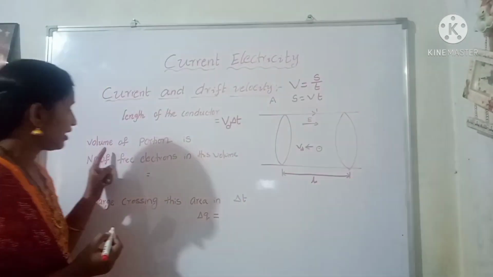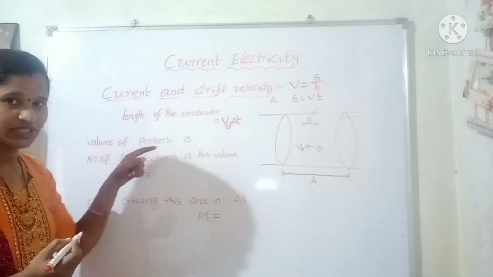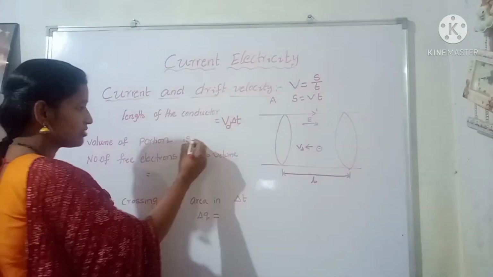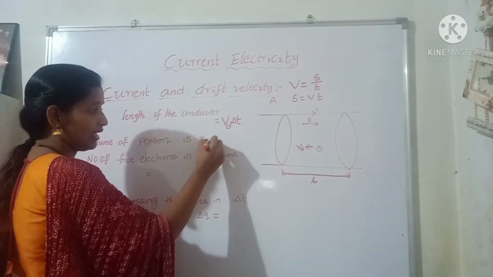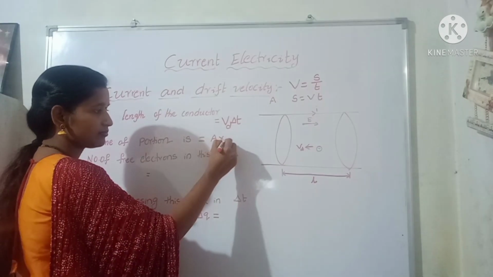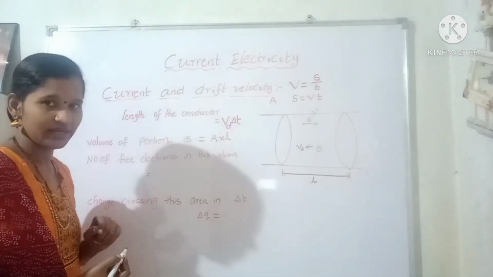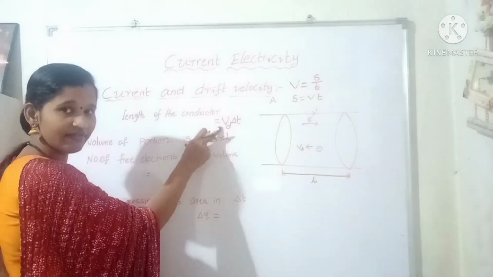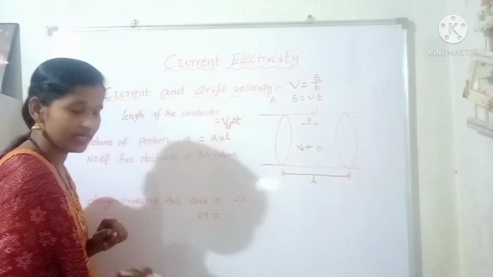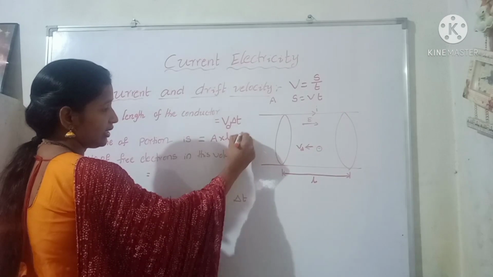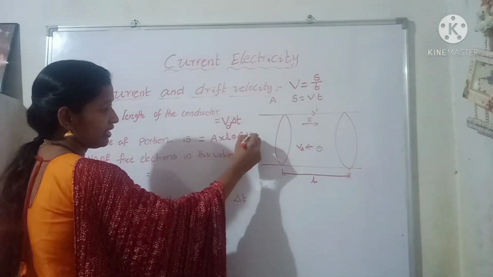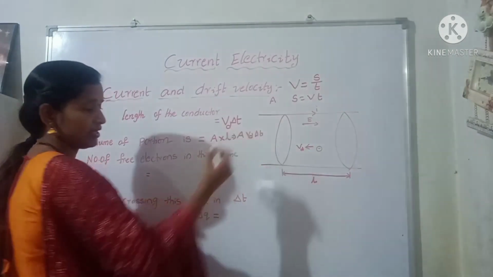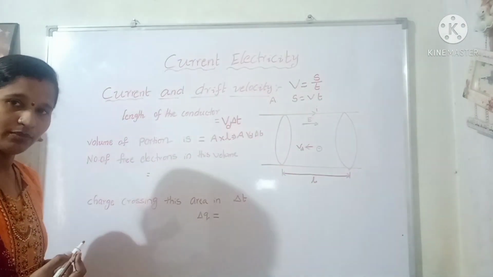Next, the volume of the portion. You know the volume formula: area into length. Length we already wrote, Vd into delta T. So A Vd delta T is the volume of the portion.